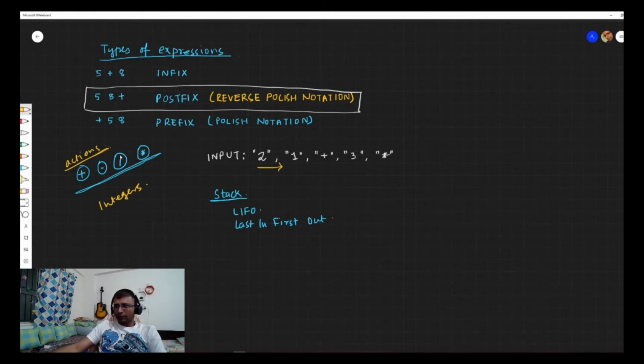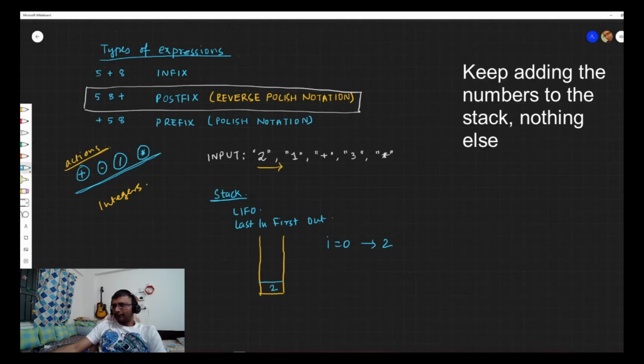So let's draw a stack over here. So here we have the stack. The first element, with i starting from 0, is 2. We push it to the stack. Then i increments to 1, and the next element we get is a 1, and we push it to the stack. Then i moves to 2, and we get a plus over here.